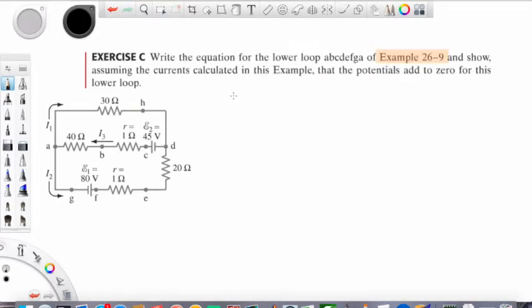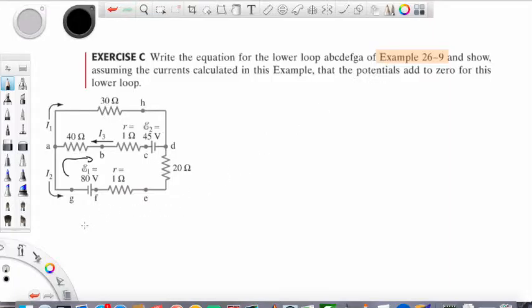Here we have an actual example of what we just discussed. We are supposed to write the equation for the lower loop, ABCD, which means going in this direction, and show, assuming the currents calculated in this example, that the potentials really add up to 0 for the lower loop.